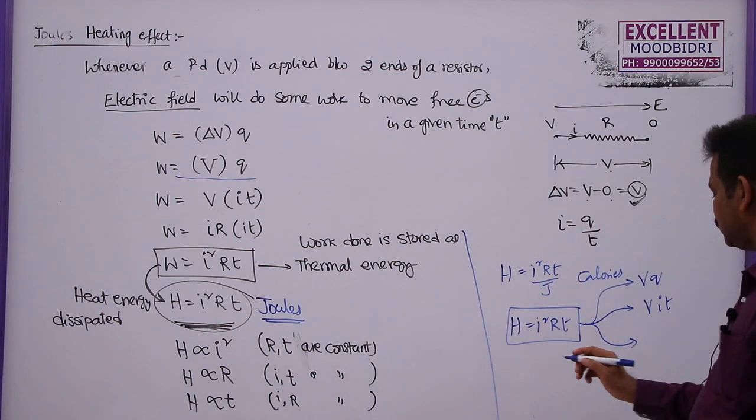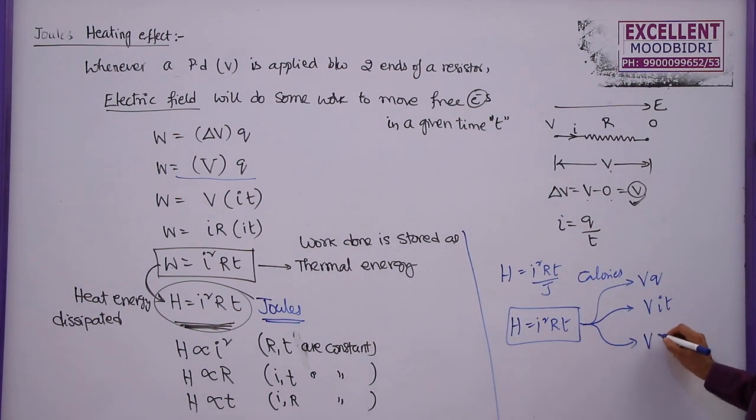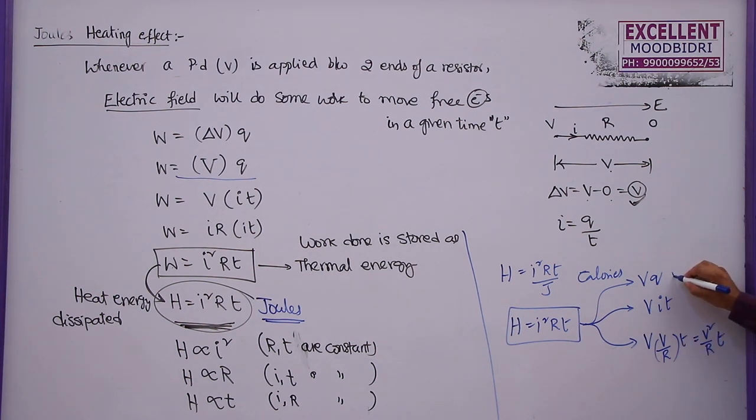Already I wrote this I square RT, but you can write V into I, which can be written as V by R from Ohm's law, into T. So this is V square by RT. So these are the different equations that can be used to find out the amount of heat produced in a resistor when a current is flowing through it.